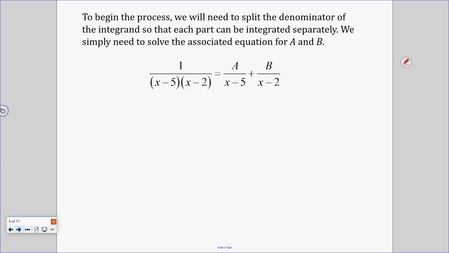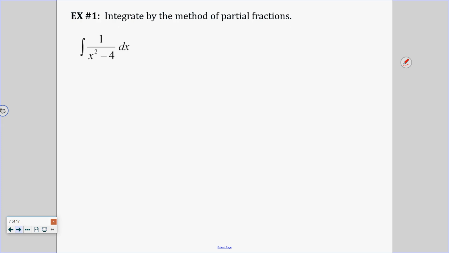So basically, what we're going to do is take a problem and factor the bottom, and then write the right-hand side as a sum of factors that have the a and the b. I don't know the numerator, and I'm going to have each of those factors as a denominator, and then we're going to solve for those things. So here we're going to do this method all the way through.